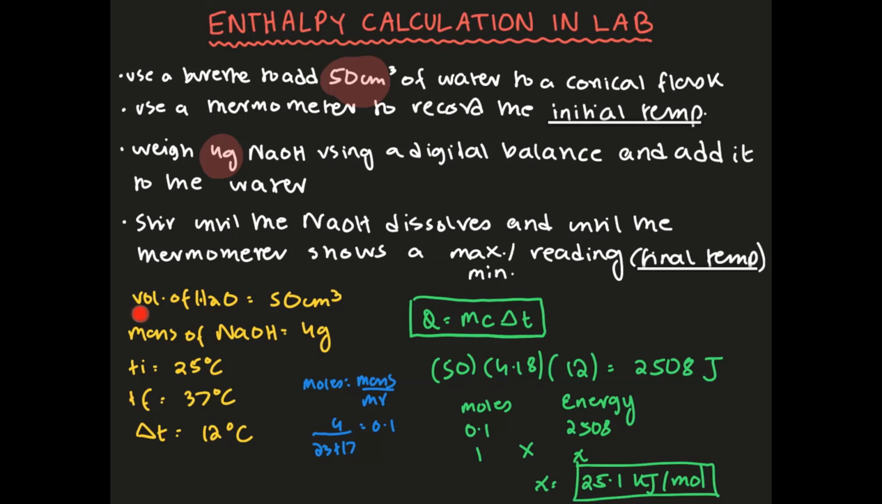So the volume of the water was 50 cm³. The mass of the sodium hydroxide was 4 grams. The initial temperature was 25 degrees Celsius and the final temperature was 37 degrees Celsius. Again, these are just hypothetical values. If you actually carry out the experiment, it might be different. And the change in temperature that you have is going to be 12 degrees Celsius.